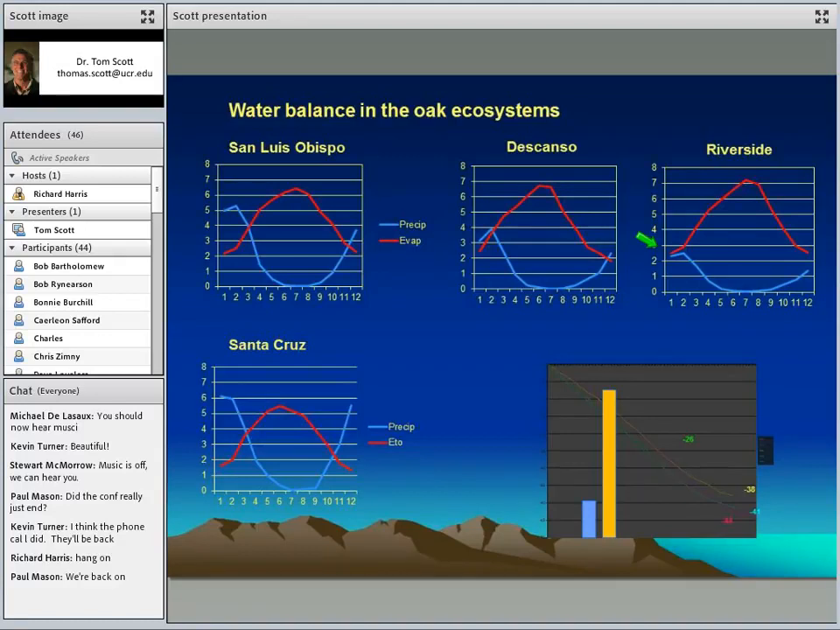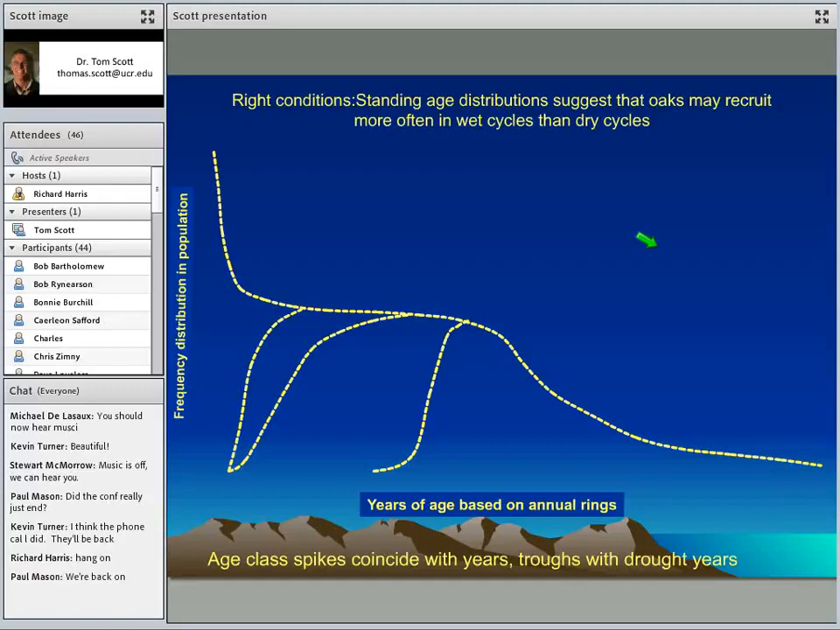In Riverside, which is sort of the tail end of oak woodland distributions, you never have a time when the ability to draw water out of the system isn't greater on a monthly basis than the water coming into the system in precipitation. So this is the transitional system that oaks have to survive in. And they've done remarkably well for a number of reasons.